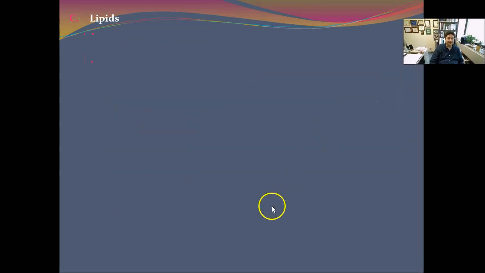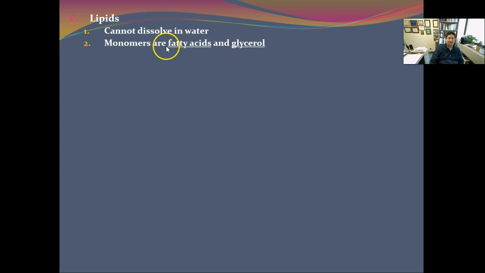The next family of macromolecules is lipids. All lipids are insoluble in water. They cannot dissolve in water. And what makes up a lipid, the monomers that make them up, are fatty acids and glycerol.